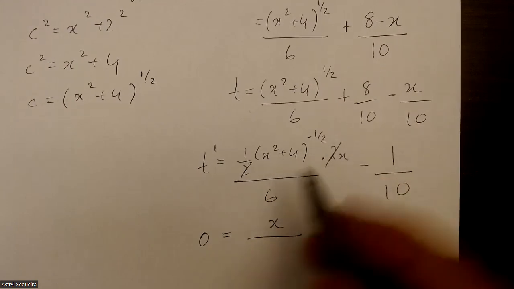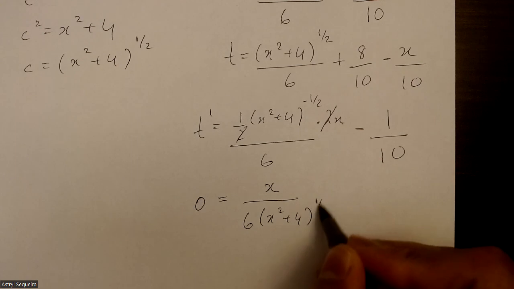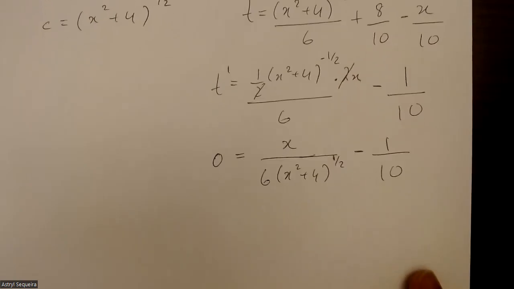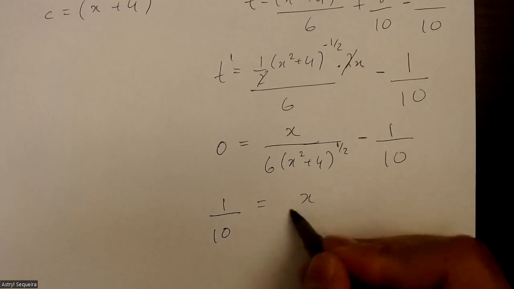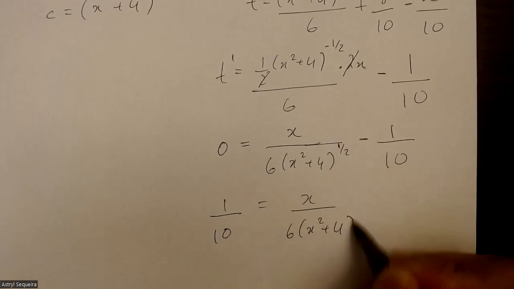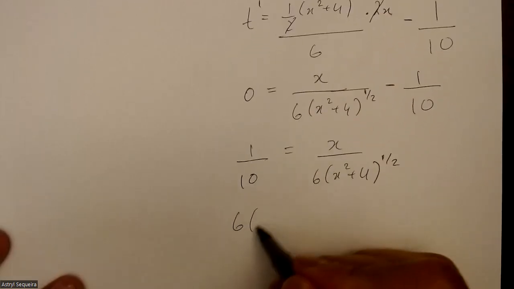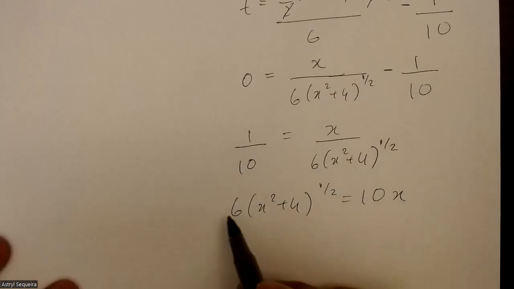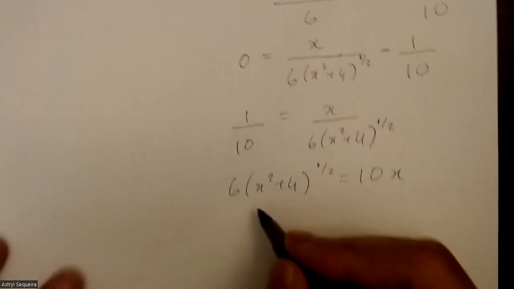I'm going to move this term to the bottom. It's going to be 6 times (x squared plus 4) to the power of 1/2, minus 1 over 10. I move the negative 1 over 10 to the other side. It's going to become positive. I'll cross multiply both sides. So 6 times (x squared plus 4) to the power of half equals 10x. Divide the 6 on the other side. So 10 divided by 6 is 5 over 3.